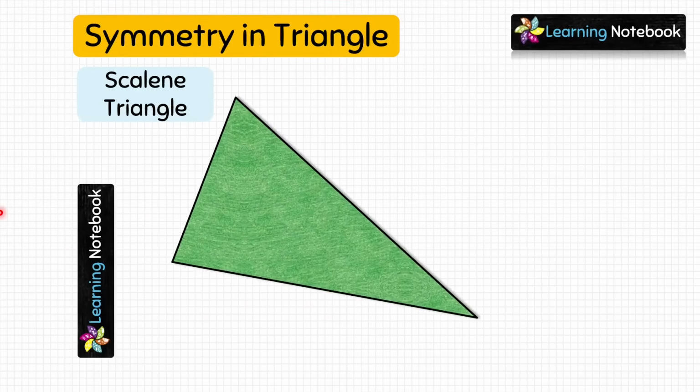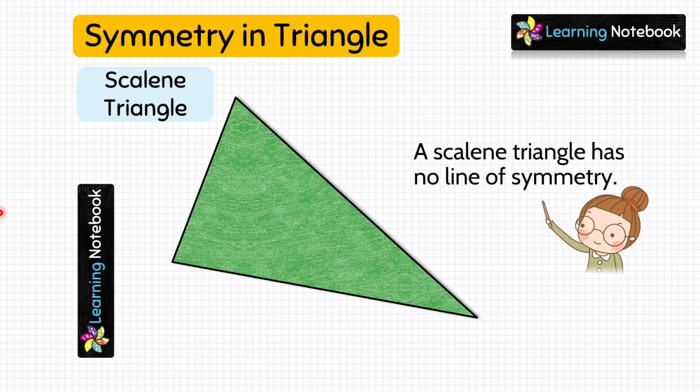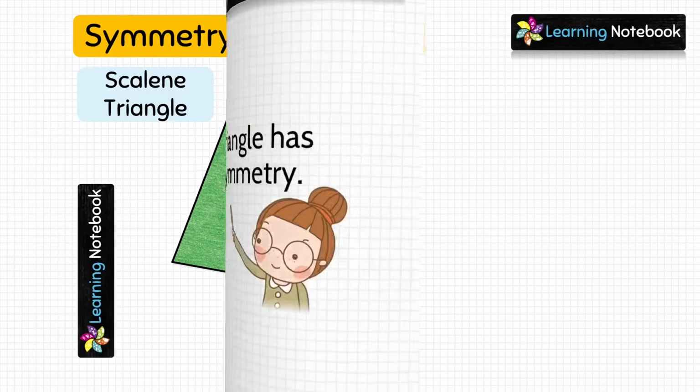Let's see symmetry in scalene triangle. Scalene triangle is a triangle which has no equal sides. All the 3 sides are of different length. A scalene triangle has no line of symmetry. So this was about symmetry in 3 types of triangles.